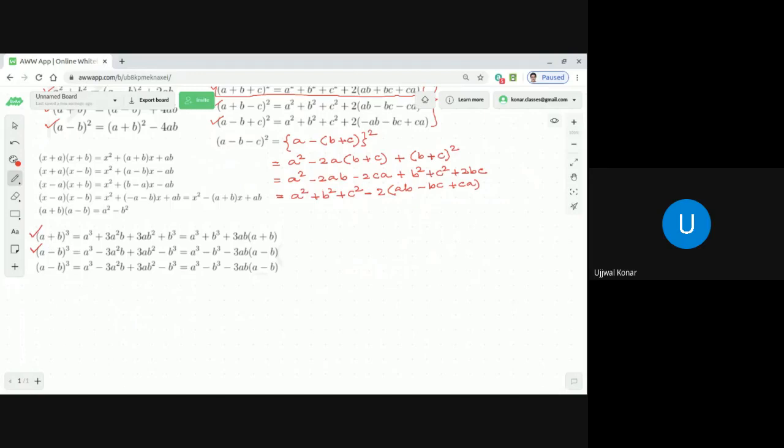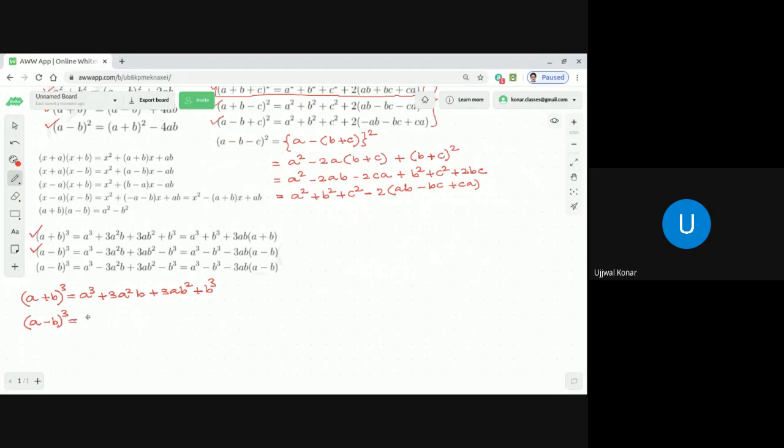So if you know the first one, you can find the second one also. Let me tell you how, knowing the first one, you can derive the second one. As you know, (a plus b) whole cube is equal to a cube plus 3a square b plus 3ab square plus b cube. Now what we are going to find? We are going to find (a minus b) whole cube. (a minus b) whole cube is what?